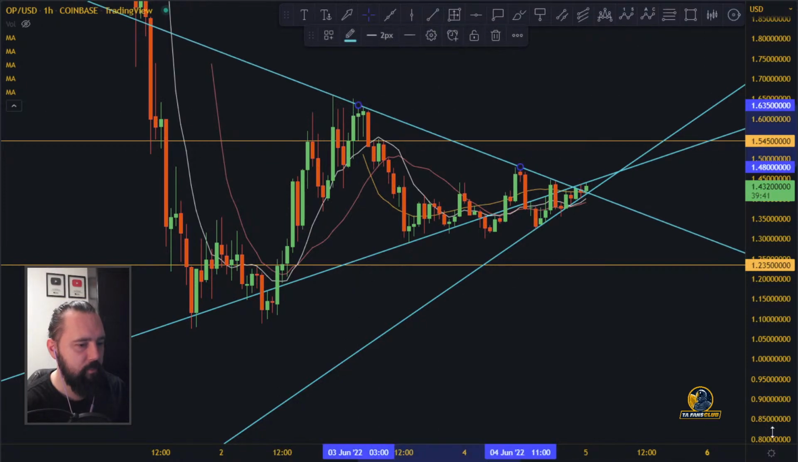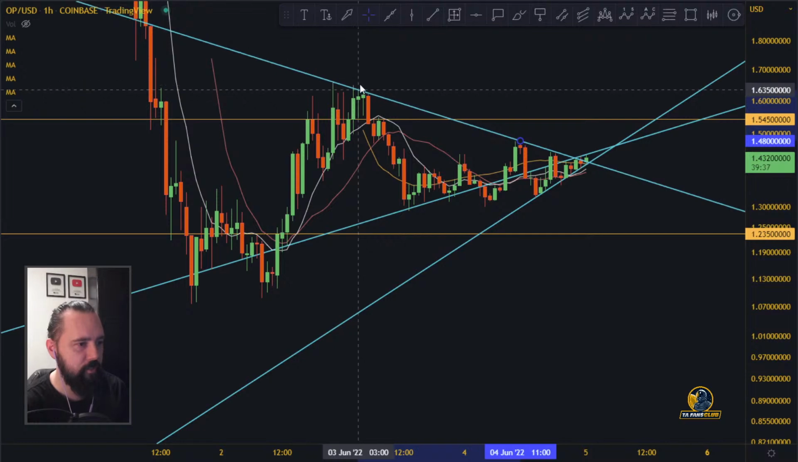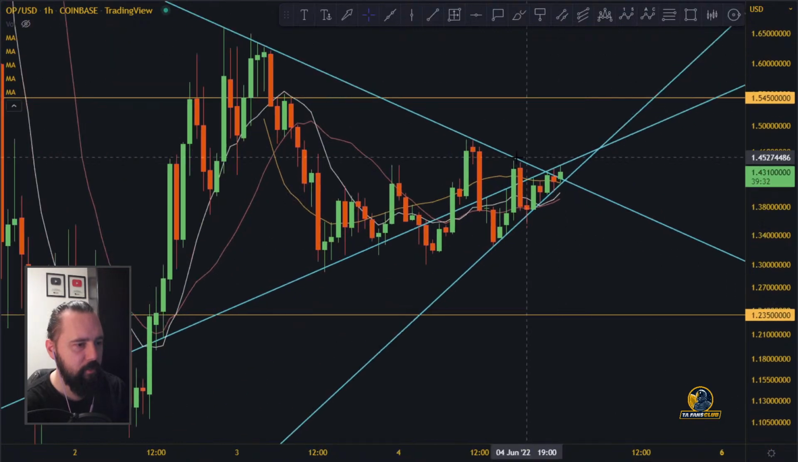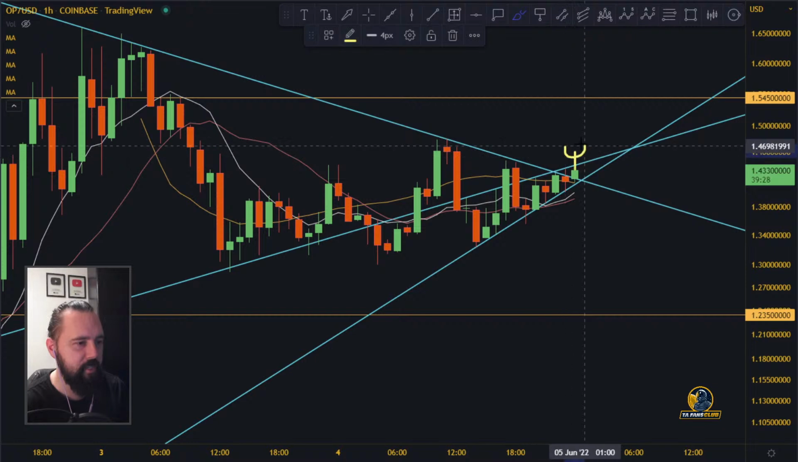It looks nice. Does it matter whether we use the logarithmic or regular chart over here? Nah, it's all the same. It has nice touches up here. So it looks like it already broke up here out of this rising wedge. Now breaking a rising wedge towards the upside is a very bullish move.